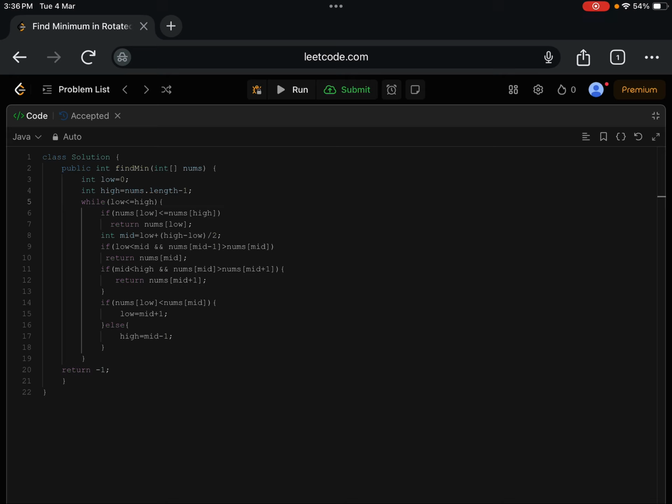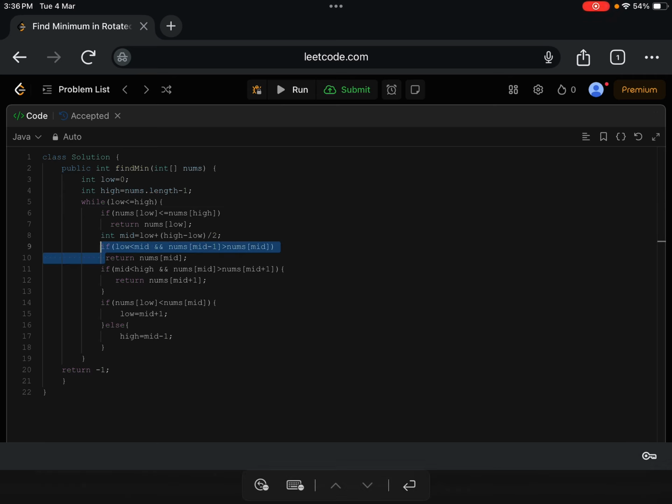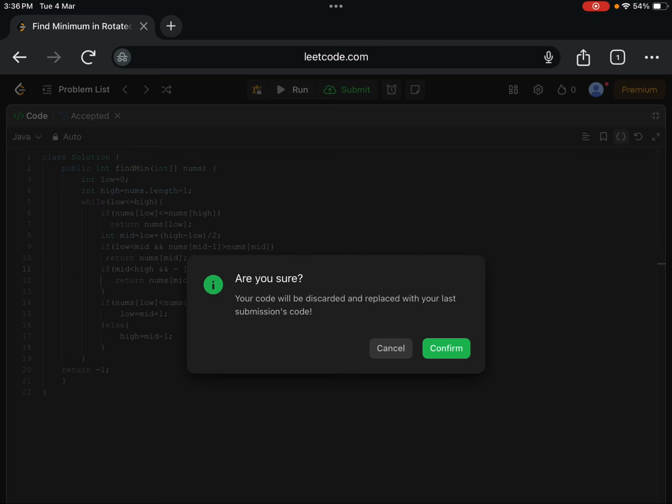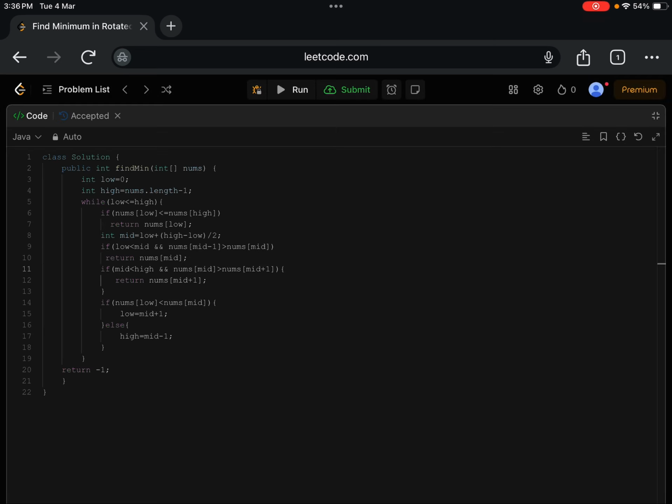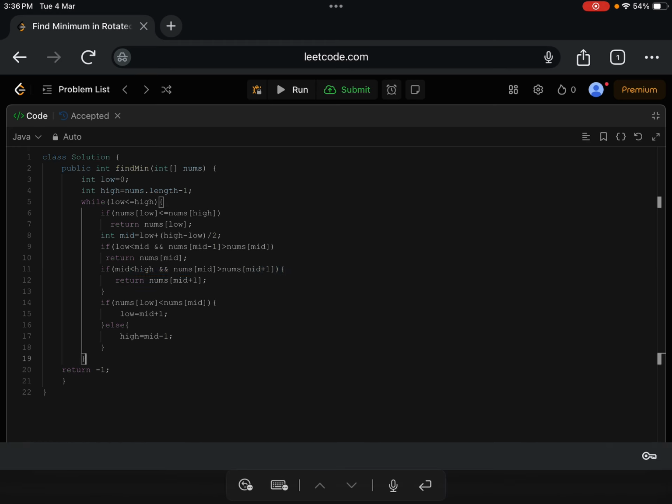Mid can be low plus high by 2, or there is another way to find it, low plus high minus low by 2. Either one we can apply, but this is the standard way applied to find the mid, right? And these are the checks which are actually required. If nums at mid minus 1 is greater, then obviously this is the answer. Otherwise, if nums at mid is greater than nums at mid plus 1, then this is the answer, right? And we put the boundary check so that it does not cross the boundary.